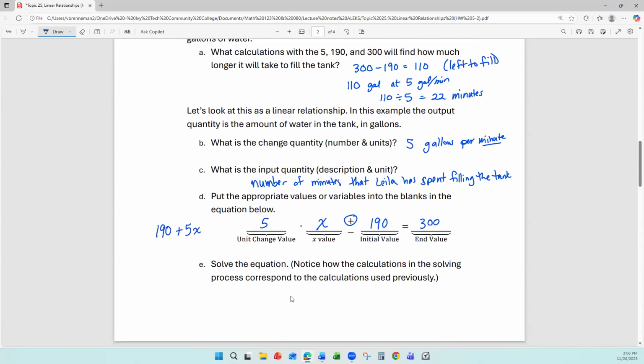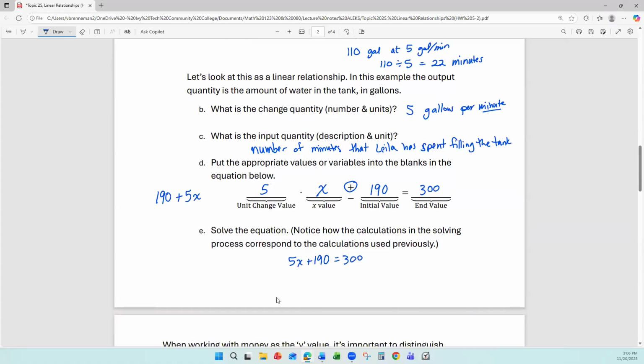So now we have an equation to solve. 5x plus 190 equals 300. And the steps to solve that is first subtract 190. So you get 5x equals 110. Then divide both sides by 5 to get x equals 22. So exactly the equations that you may have come up with even without writing an equation.